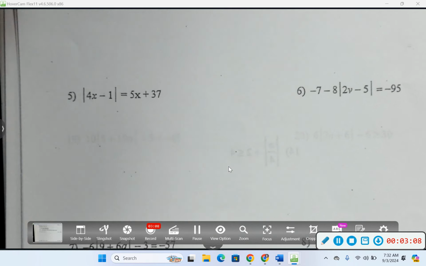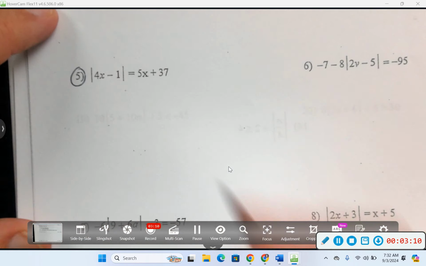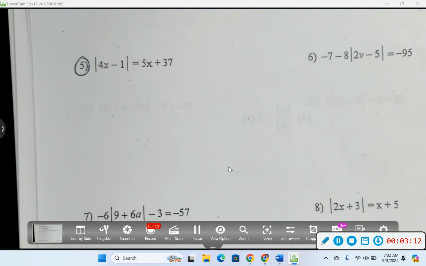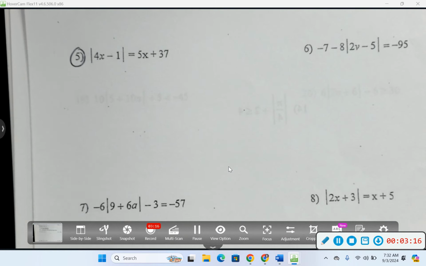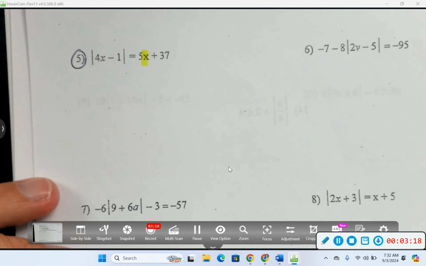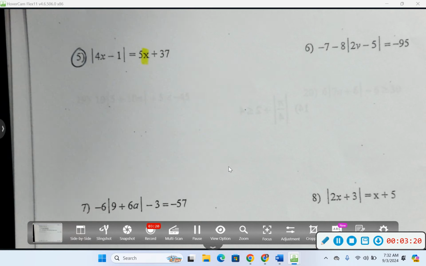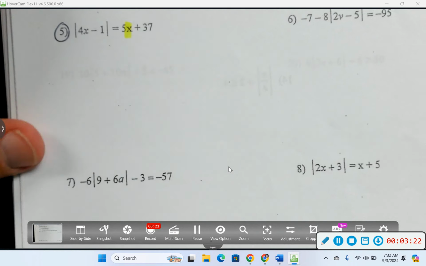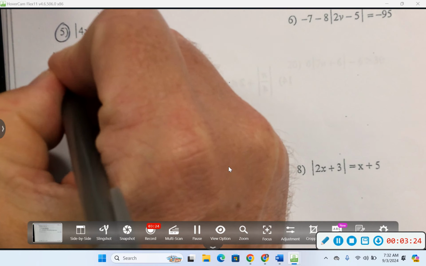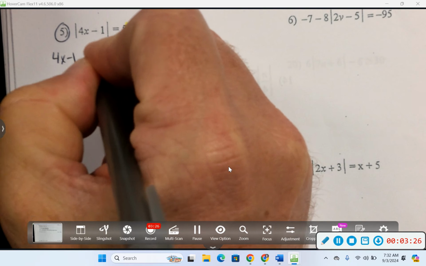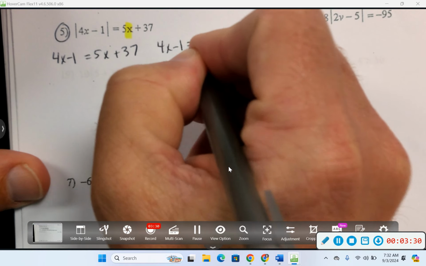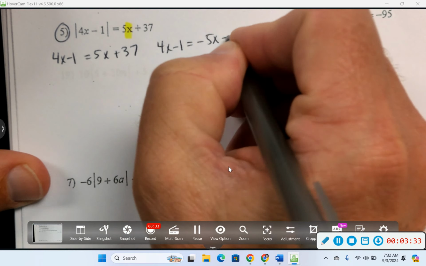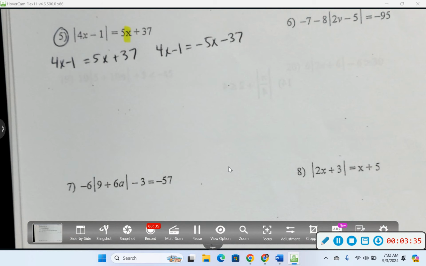Number 5. Even before I start number 5, am I going to need to check number 5? Yep, because of that x. Because of this x right there. So already I'm thinking, better be careful, this one might not work for us. 4x minus 1 equals 5x plus 37. 4x minus 1 equals negative 5x minus 37. Make sure you change all the signs.